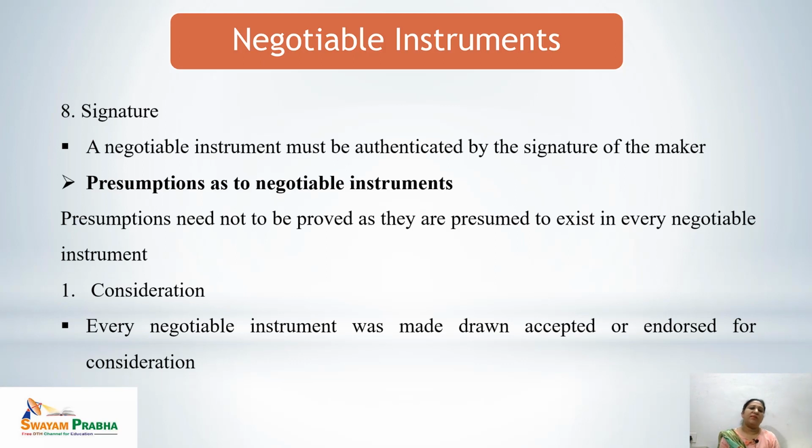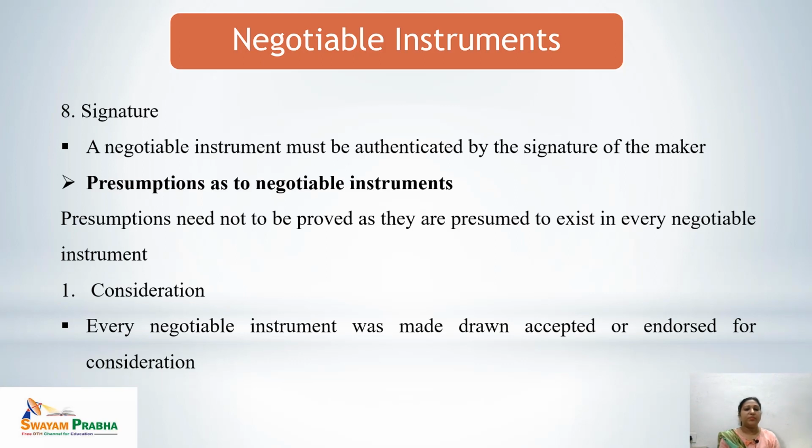So by now we have learned about the characteristics of negotiable instruments. Now we come to the presumptions as to negotiable instruments. Presumptions basically are never to be proved. They are to be presumed by all the parties involved, that these things already exist in every negotiable instrument. These are not to be specifically asked or specifically mentioned.